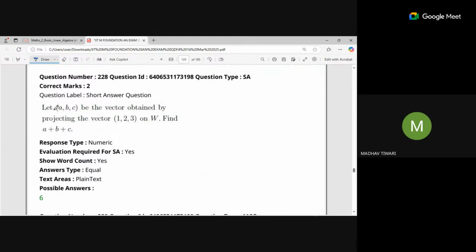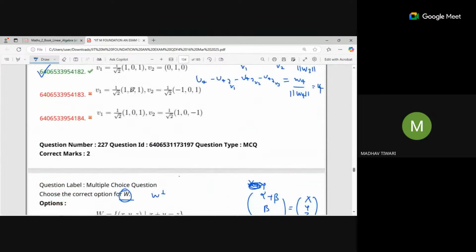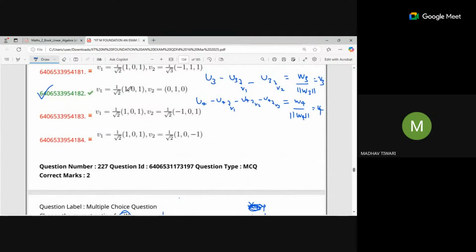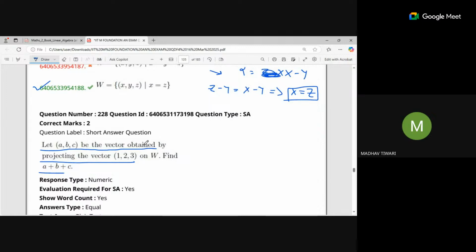Okay, let's see. Next is this one. A, B, C be a vector obtained by projecting 1, 2, 3 on W. So if I project 1, 2, 3 on W, it is simple, I have an orthonormal basis here. I can simply do the projection here. So let's find the projection of 1, 2, 3 on 1 by root 2, 0, 1 by root 2. I do the dot product between these two and then multiply by 1 by root 2, 0, 1 by root 2. So I will get 3 plus 1, 4 by root 2. And if I multiply it by this, I will get 2, 0, 2. Okay, it's the projection on this vector.